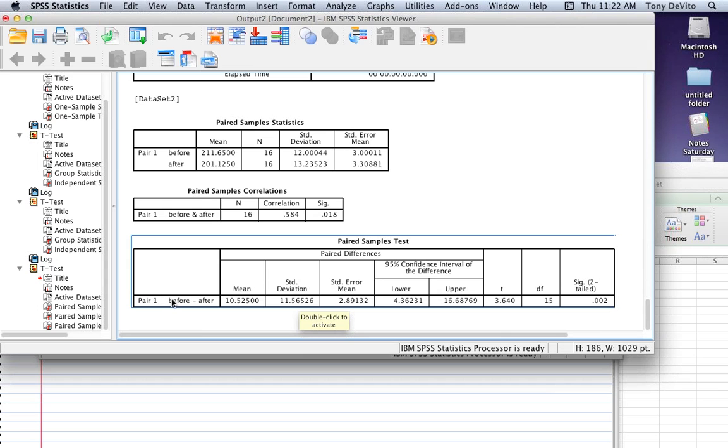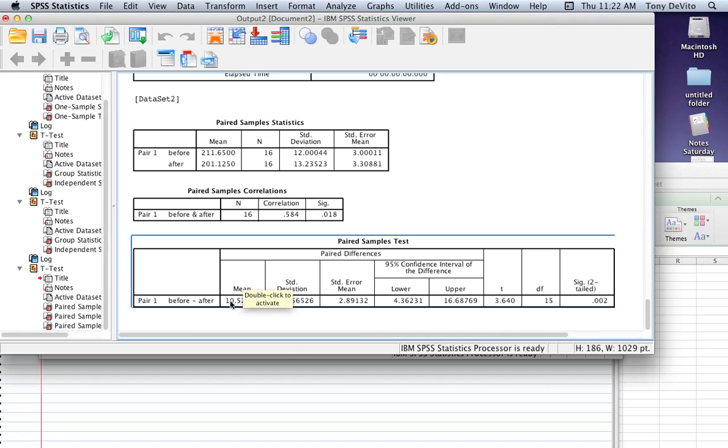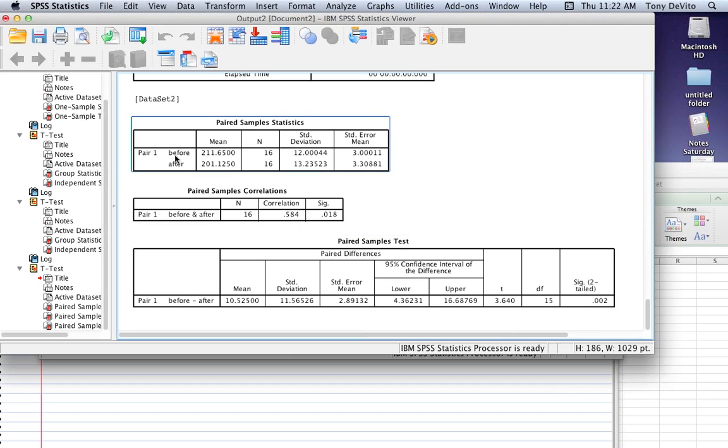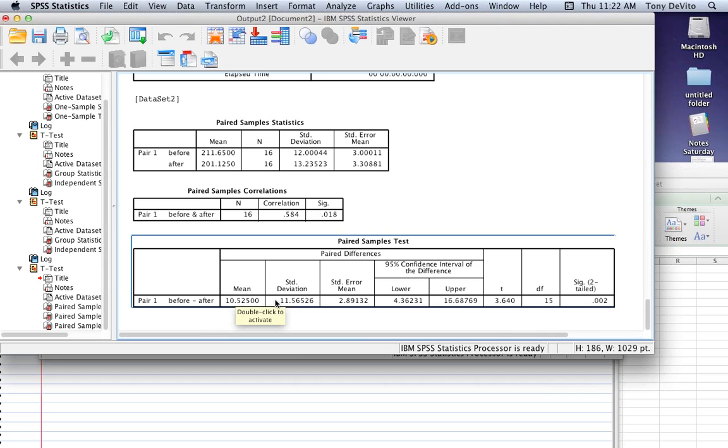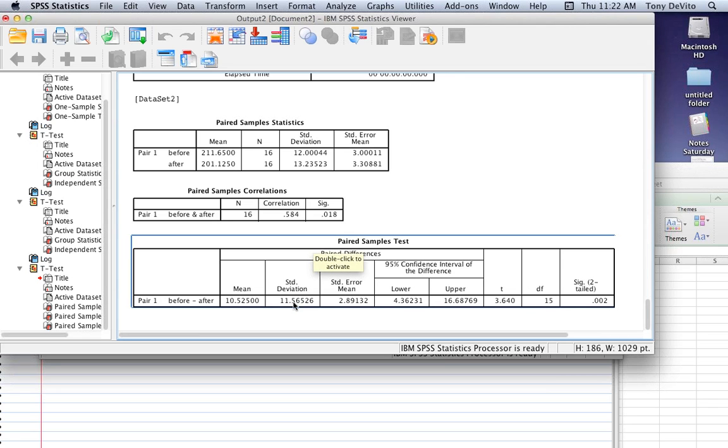Okay, and it's taking the differences between the two of them and looking for the average difference. The average of all the differences, if we made a third column and calculated all the differences, the average for the differences between the blood sugar before and blood sugar after is 10.5. The standard deviation for the differences is 11.5. The standard error, because it's a sample size of 16, we divide that by square root of 16, which is 4, so it comes out to be a little under 3, right? Standard error is about 3.